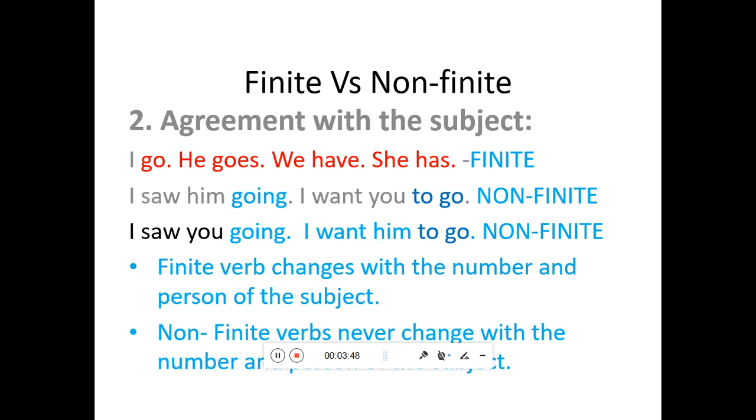So we can say that a finite verb changes with the number and person of the subject. Non-finite verbs never change with the number and person of the subject.